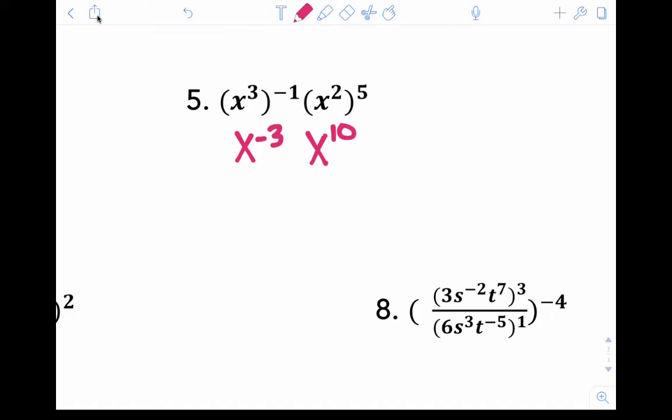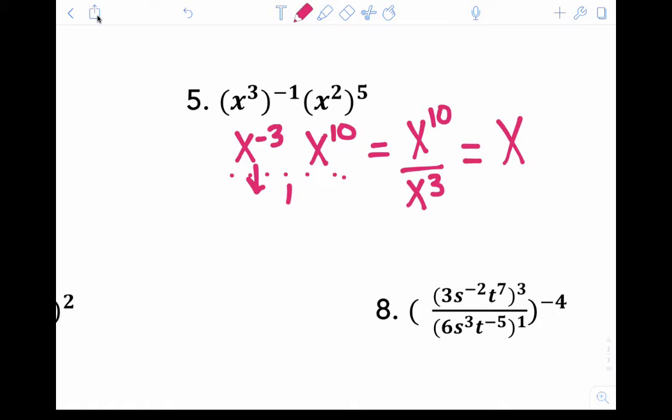And then I need to get rid of that negative exponent, and I do that by imagining this as a fraction and moving that x to the negative third down. So I get x to the 10th over x to the third. Well, I still have two x's in here, so I need to simplify this further. So I'm going to use my quotient rule that states when I'm dividing numbers with the same base, I'm going to subtract the exponents. 10 minus 3 is 7, so I have x to the 7th.